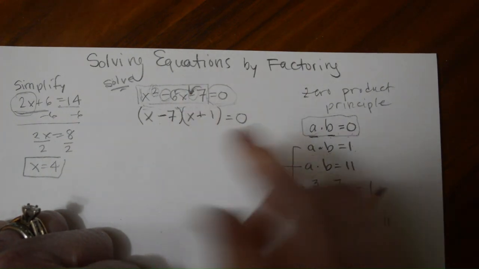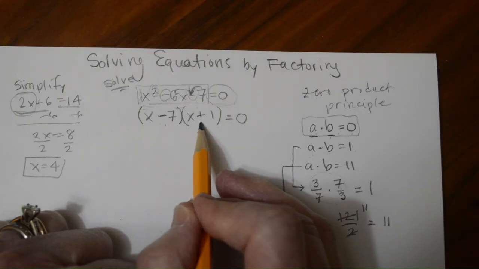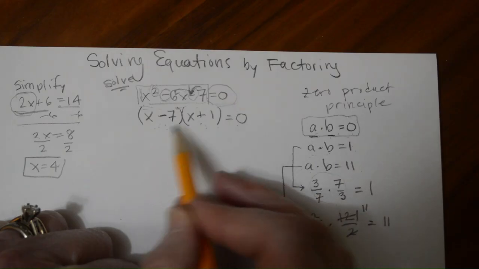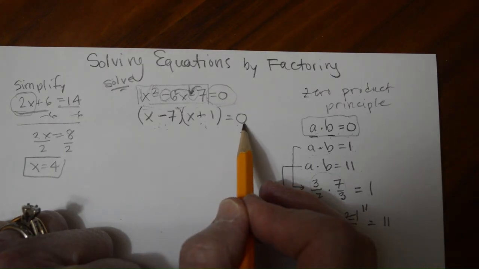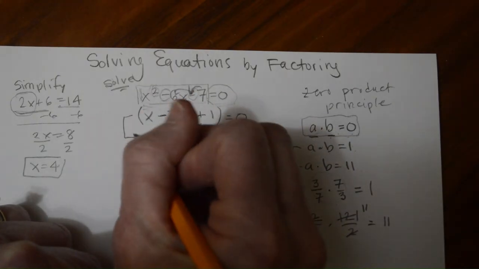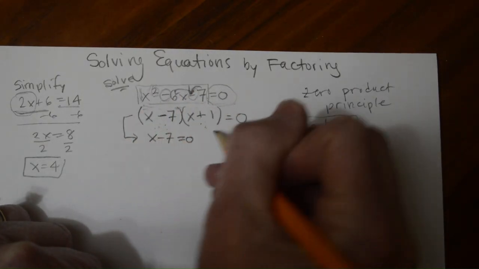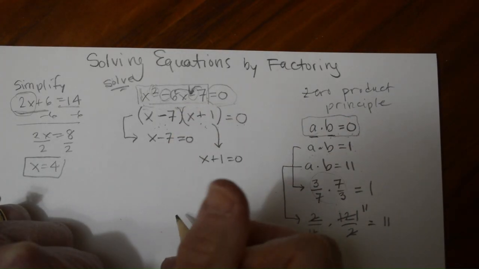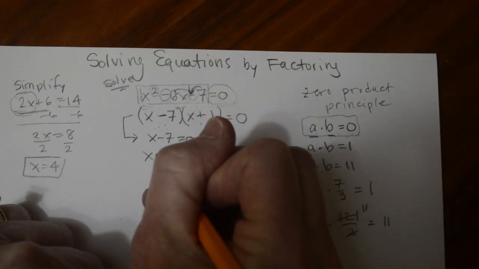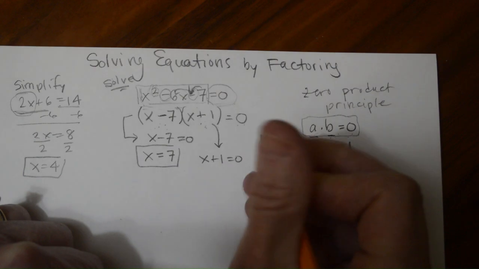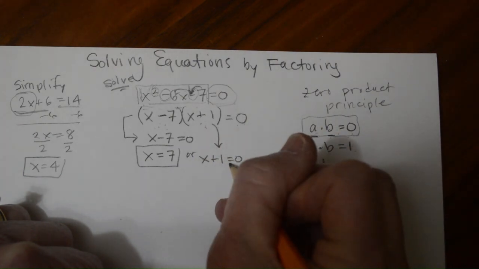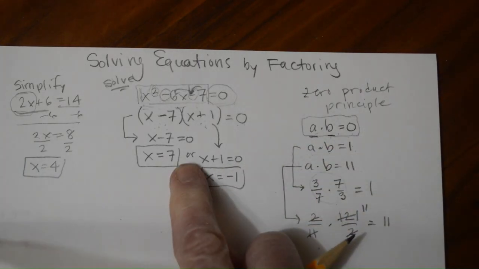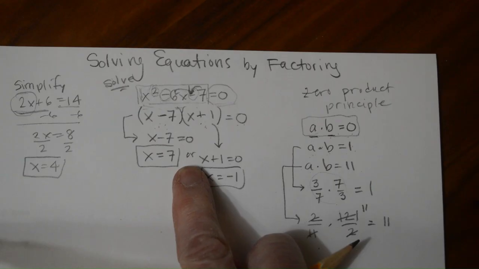Okay, so then we would say, all right, here's where the zero product principle comes in. I have a product of 2 things that equal 0. That means one of them has to be 0. There's no way that I can multiply 2 non-zero things together and get 0. So either x minus 7 equals 0, or x plus 1 equals 0. If x minus 7 equals 0, then we would just move the 7 over and we would get x equals 7. Or if this one was the one that was 0, we're going to move the 1 over and get x equals negative 1.